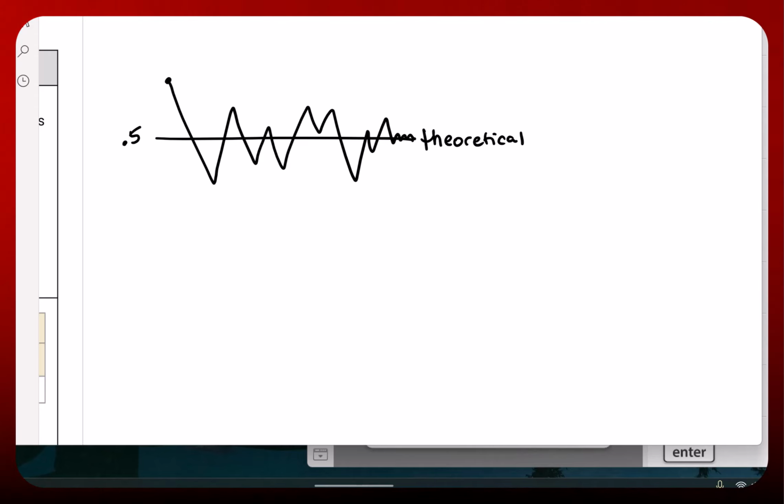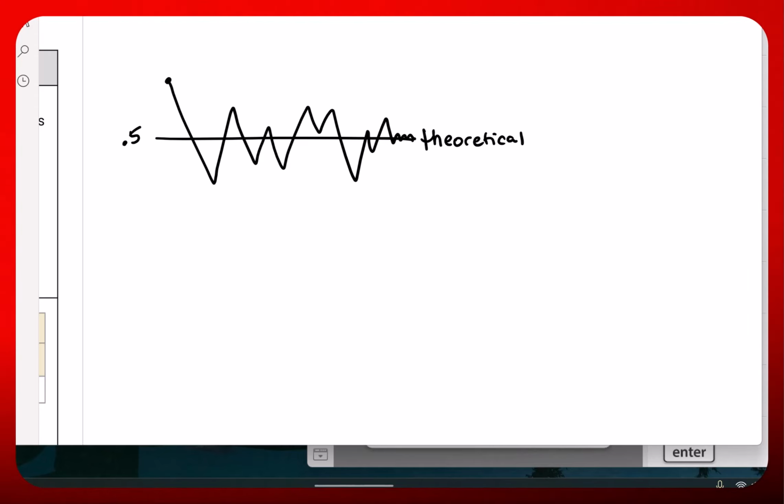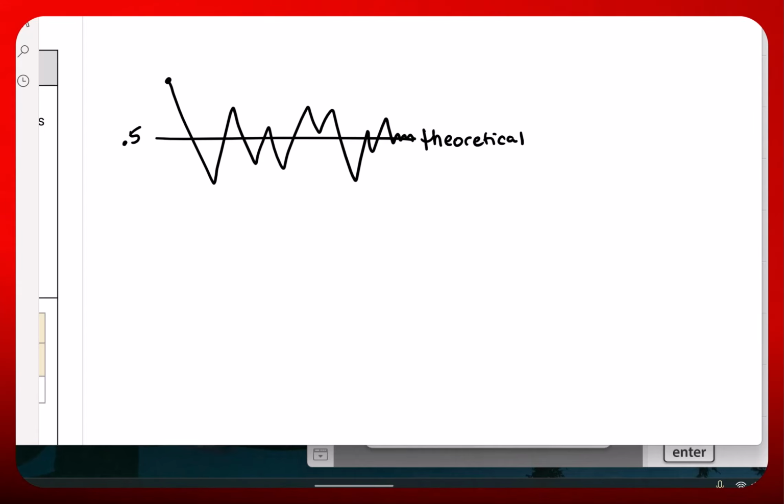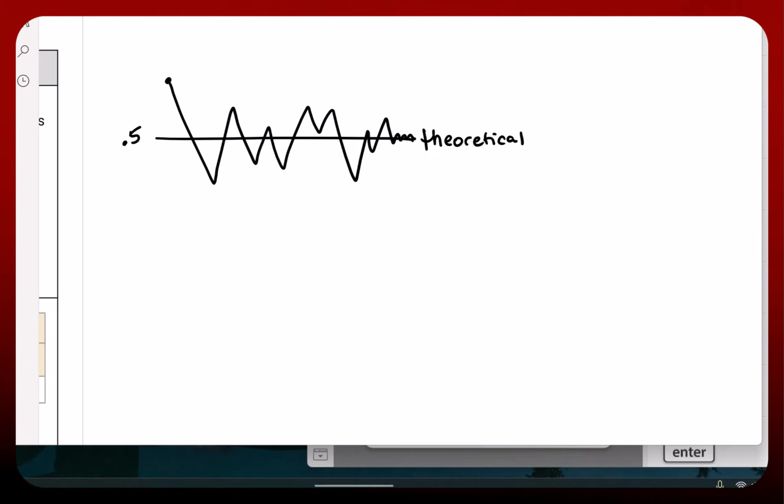So you guys know if you flip that coin 30 times, sometimes some of you are going to get maybe even 20 heads and then 10 tails. Some other people might get the opposite. But if you do it an infinite amount of times, you're eventually going to converge onto that theoretical probability.